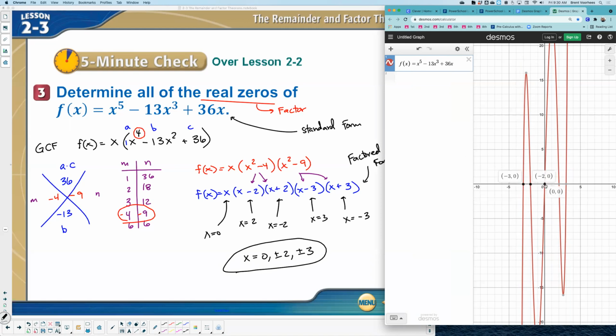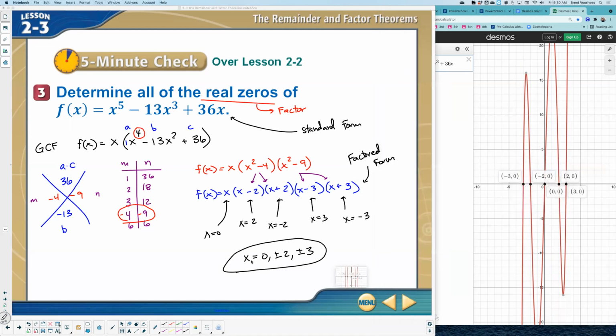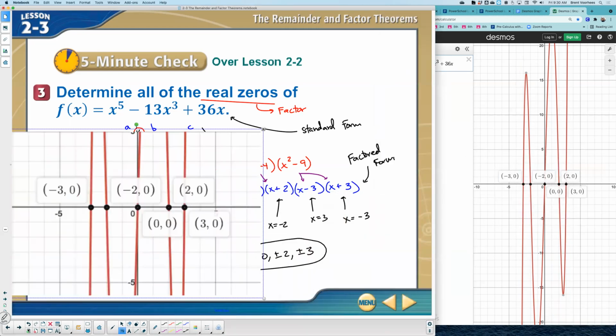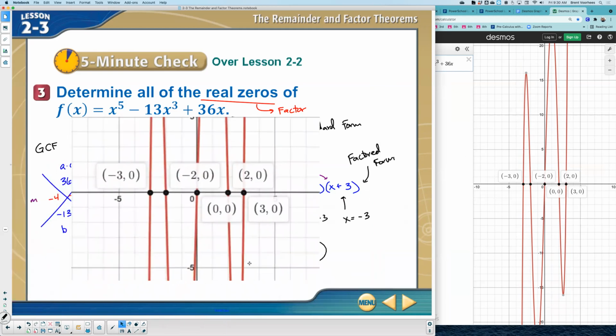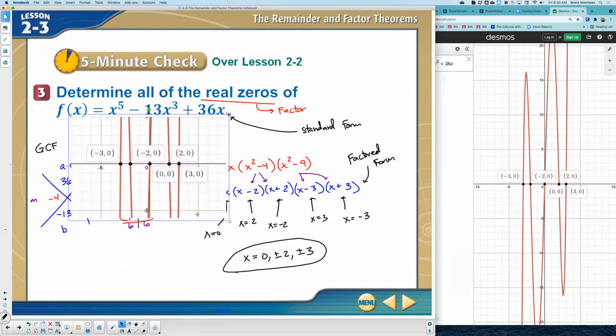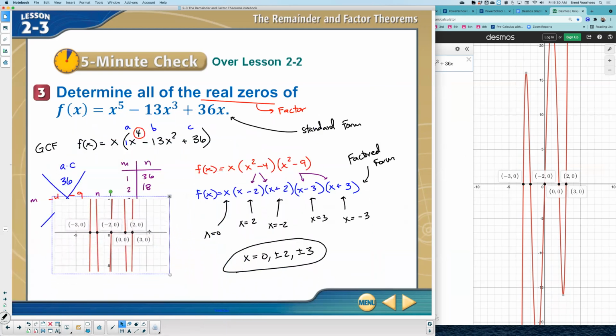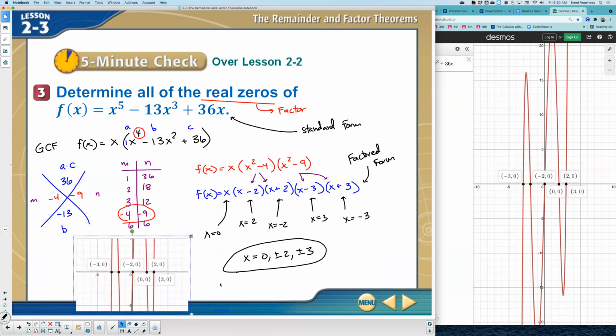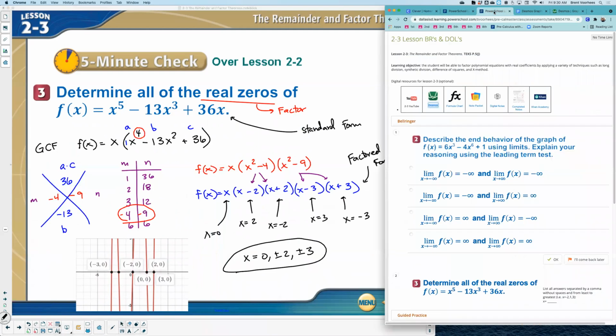And I'm checking my zeros. Sure enough, we got it right. Those were the zeros. The calculator confirms that we did that correctly. So yeah, we did do that correctly. There's a check right there. If you wanted to use the graphing technique, you can see that was a lot faster. If you wanted to do that, you could have done that as well to get your zeros. So that's how I would type that in if you're on lesson 2-3.